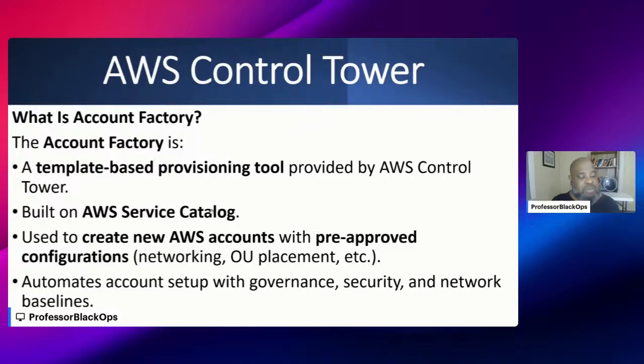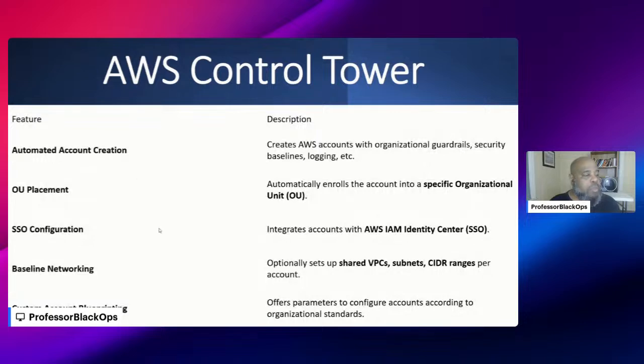Network OU placement, what group you should be in. Once again, we usually do that from a job function perspective. Automated setup with the governance, security, and network baselines. Part of that is automated account creation, with the guardrails security baseline. OU placements automatically enroll the account into specific organizational units. So when we spin that up, we're going to pick a job function, and that job function is going to place us in a proper OU.